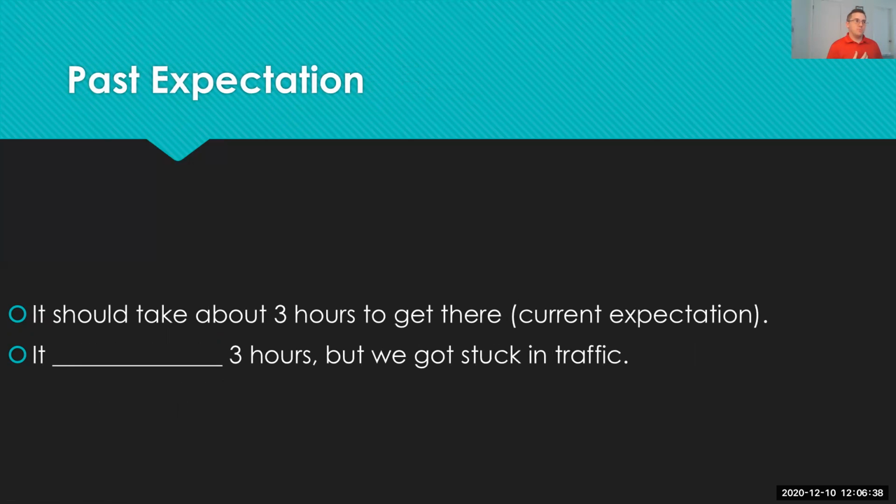Again, a past expectation, it should take about 3 hours to get there. So currently, right now, I expect a 3-hour drive. I'm driving to a city 3 hours away. It should take about 3 hours. But in the past, I'm talking about the past, it did not take 3 hours. It took more than 3 hours because we got stuck in traffic. So we would say it should have taken 3 hours, but we got stuck in traffic.